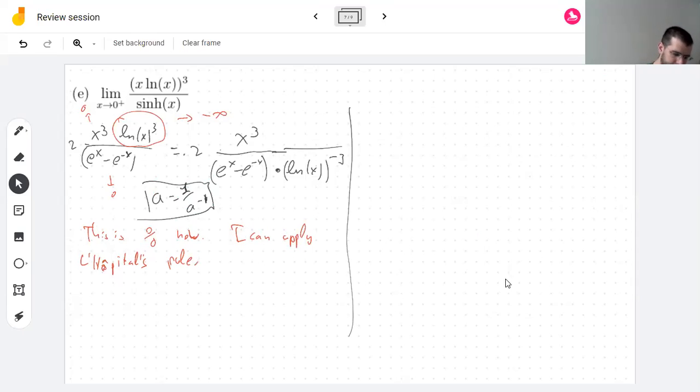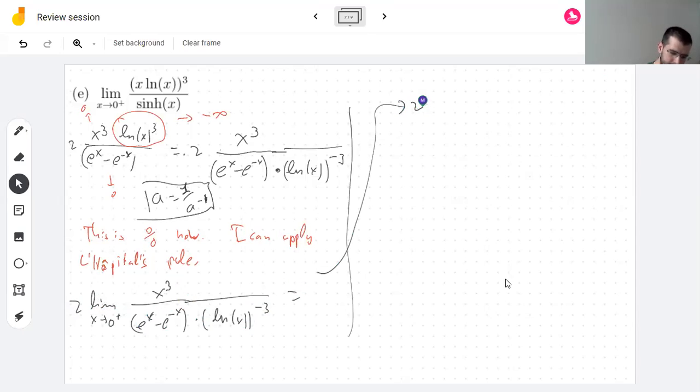So it says, I'm going to ignore that 2. 2 times the limit of this whole thing is the limit of the derivatives. So the top one is easy, it's just 3x squared. Now the bottom one, so I have to use the product rule. It's not gonna fit in here, is it?